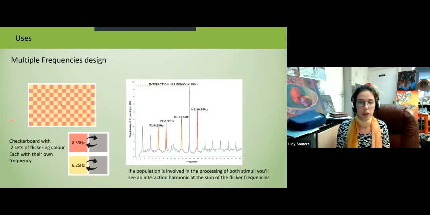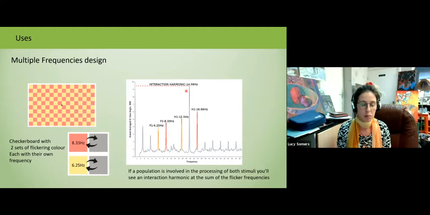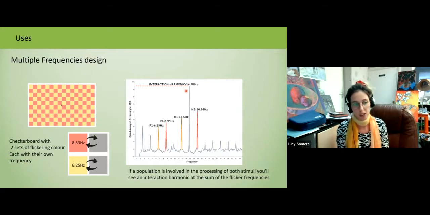Now, SSVEPs also allow you to test multiple stimuli within one trial. So here we have a checkerboard in which all of the red checks are repeating at one frequency and all of the yellow checks are repeating at another frequency. So in the data, you can see you get a fundamental peak at the frequency of the stimulus, and you get harmonics of each of these stimuli. And what you can also see is you get an interaction harmonic, which is identifying when there is a population of neurons that are responding to both of the stimuli. So this can be quite an interesting measure to manipulate and see at what point you don't have the same population of neurons processing both stimuli.